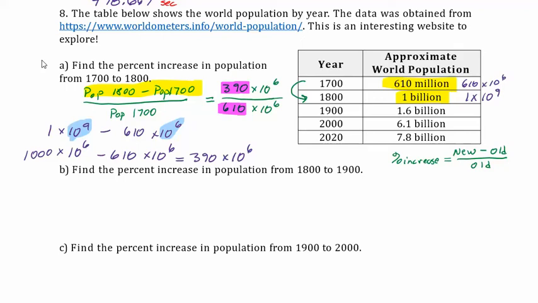We get 0.634, so let's round that to 0.64 because we're doing a percent here, right? So this 10 to the 6 divided by 10 to the 6, what's that? These are the same, right? 10 to the 6 divided by 10 to the 6 is 1.